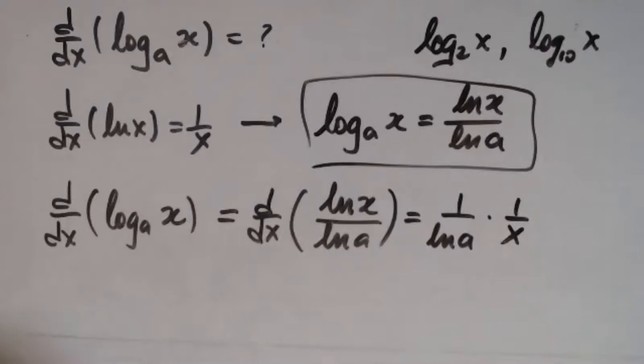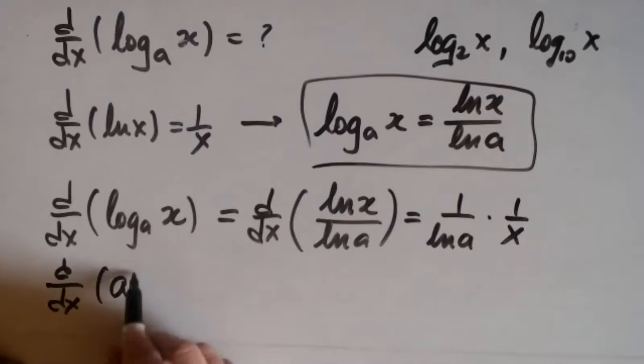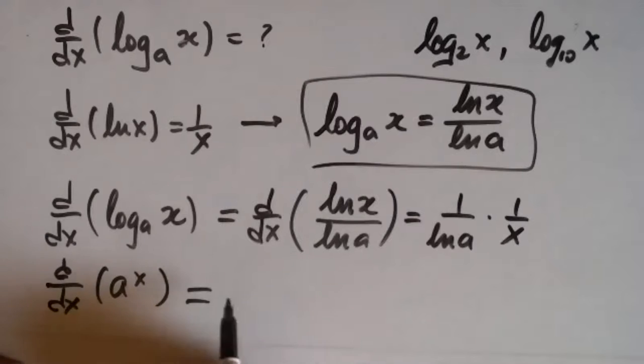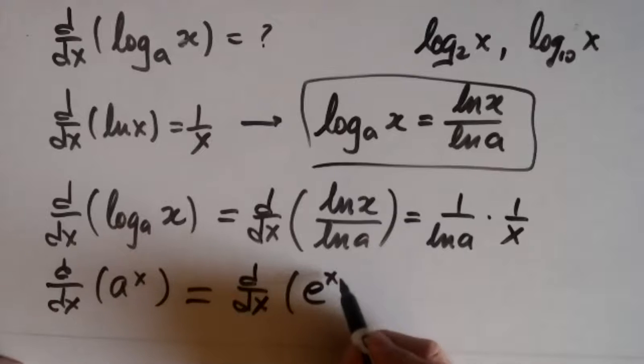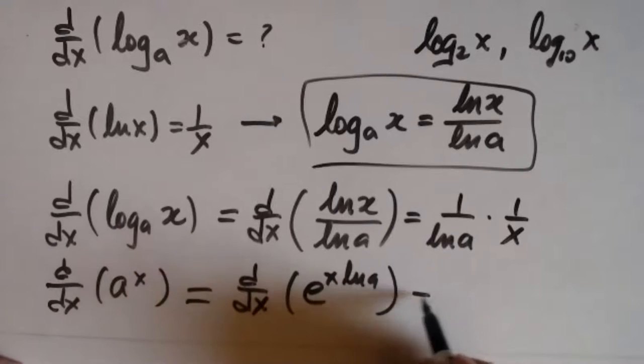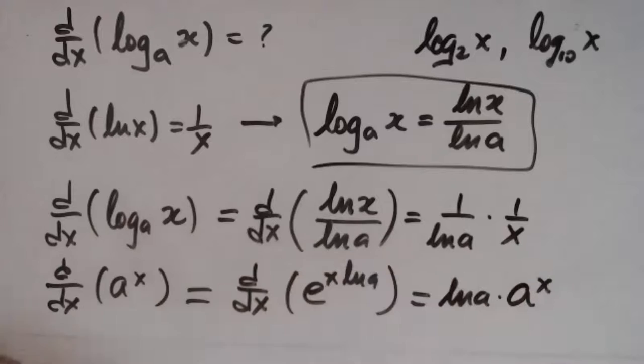Let me just put this one here again. d/dx of a to the x is d/dx of e to the x ln a. So this is ln a times a to the x. Those are the two new formulas we're going to be using for differentiation. Let me just put it right here.